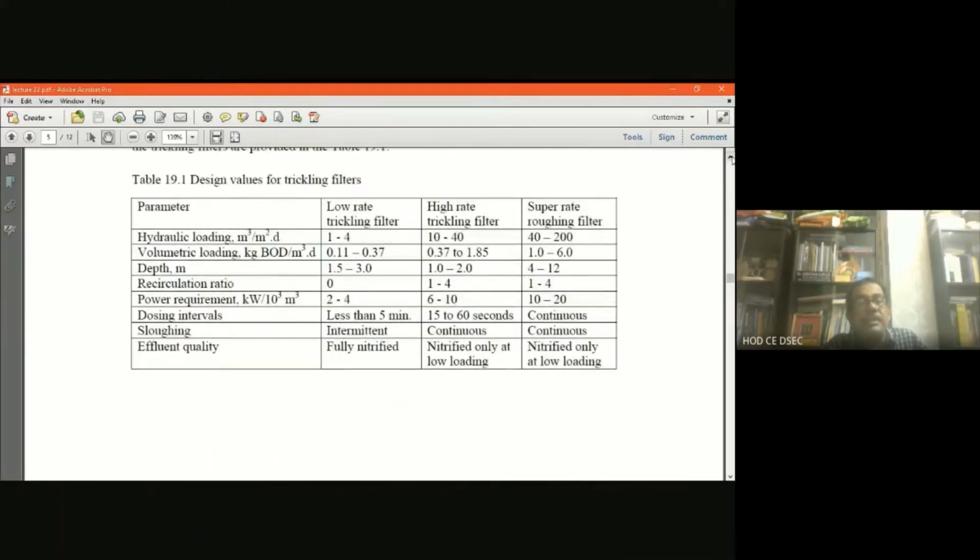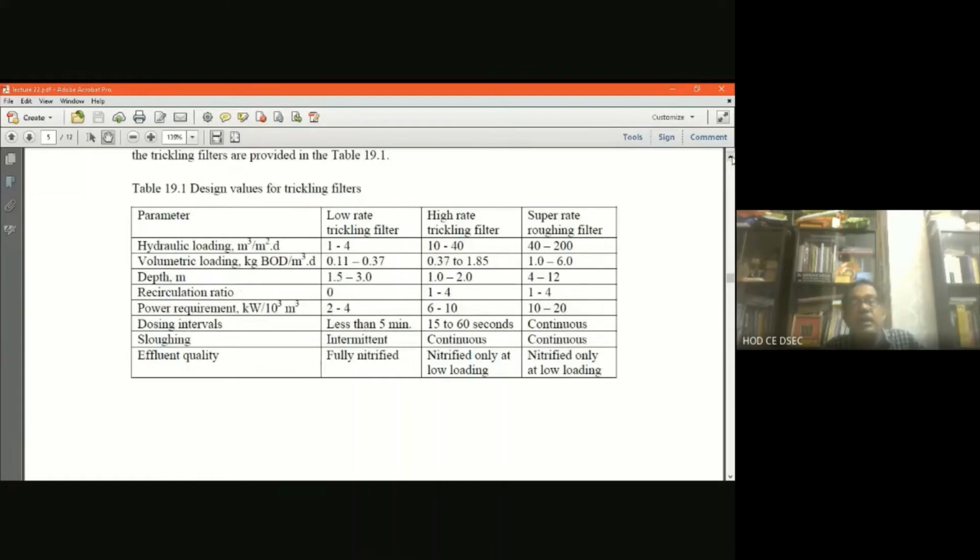Now these are the design values of the trickling filter. I am showing you the design parameters of the three trickling filters in parallel: the low rate trickling filter, the high rate trickling filter, and the super rate roughing filter or biotower. Now the parameter you can see is the hydraulic loading rate, in meter cube per meter square per day. In case of low rate, it is 1 to 4. In case of high rate, definitely the flow will be more, the hydraulic loading will be more, and for super rate, it is 40 to 200.